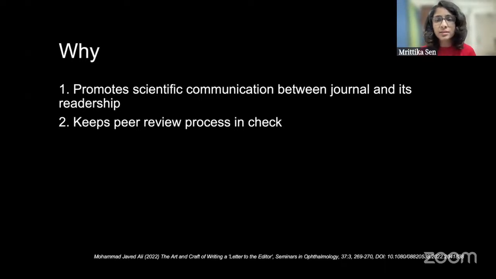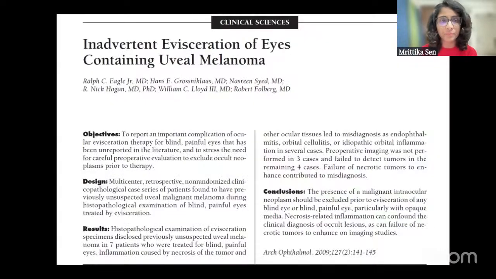Any article which is published in a scientific journal has already undergone peer review, but this is by the audience, or rather the readers, who are giving back their feedback to it. It's something similar to a post on social media where you have people commenting on it.